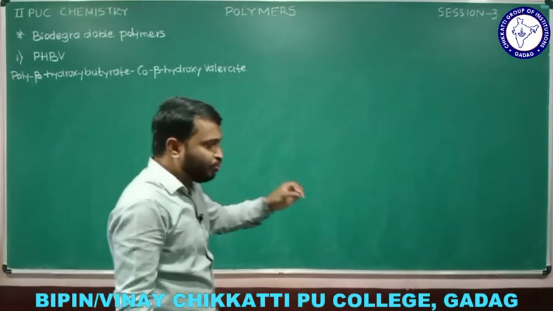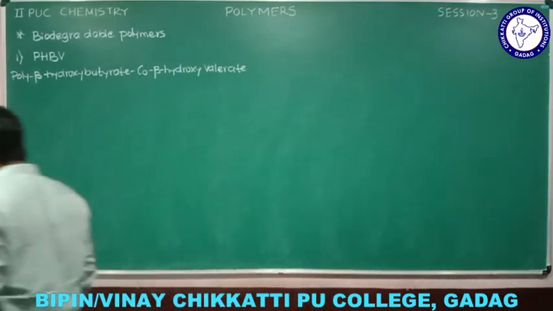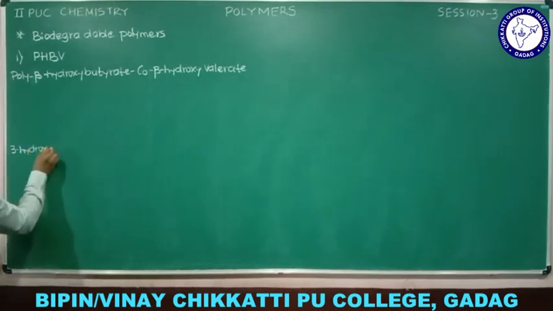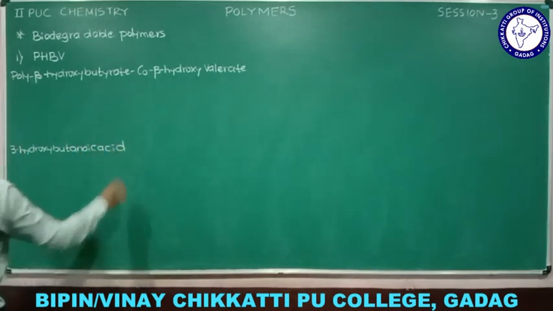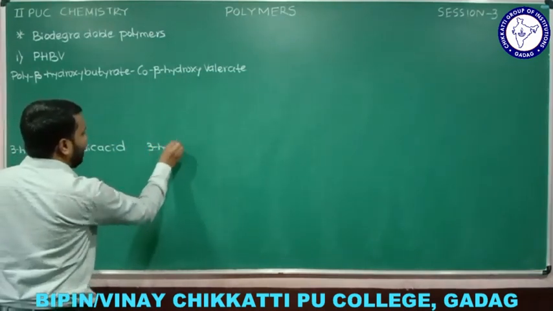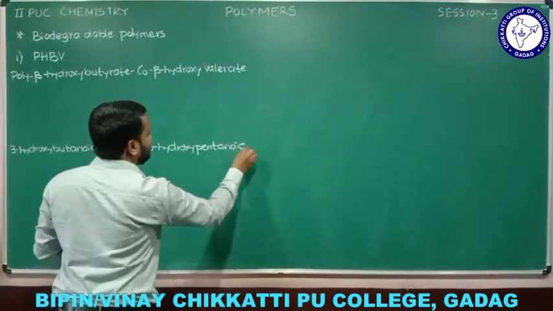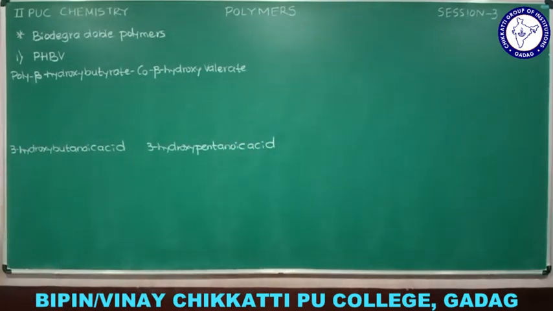So now we'll see what the monomers are and what the final structure is, and similarly we'll see one more example for that. Let me write the monomers of that one. Actually we have two monomers. I am going to write here: one is 3-hydroxy butanoic acid and one more is 3-hydroxy pentanoic acid. Two different monomers we have, and we will try to write the structures.